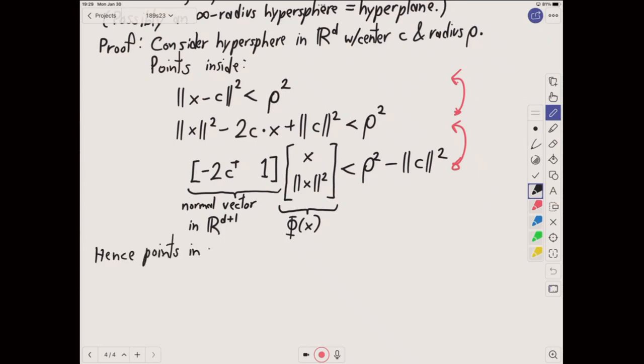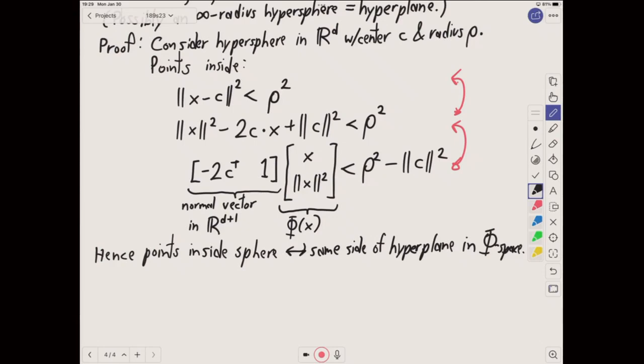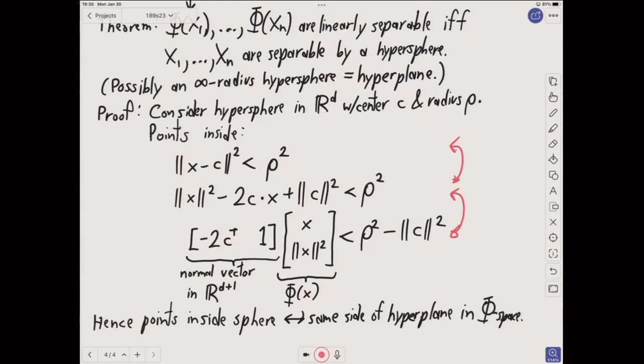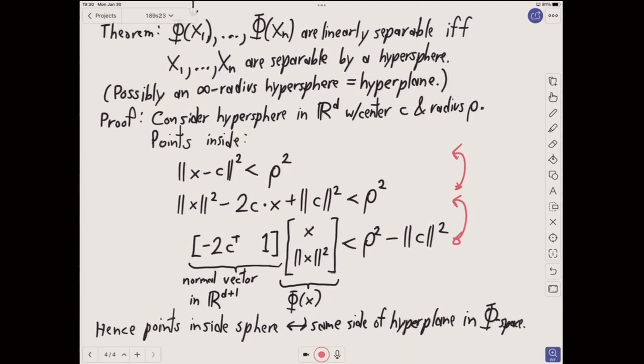Let me just write down that conclusion. If the points are inside a certain sphere, then we can equivalently state that those points are on the same side of a hyperplane in phi space. Those two statements are equivalent. The implication works in both directions. And that is why, by using an SVM in a high-dimensional space, you can get a sphere separator in a low-dimensional space. Any questions about that?